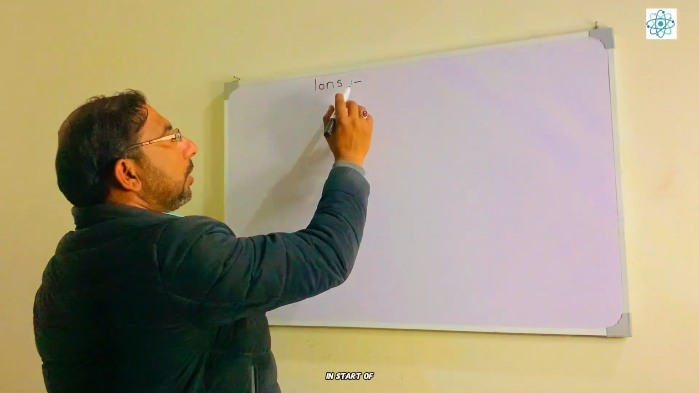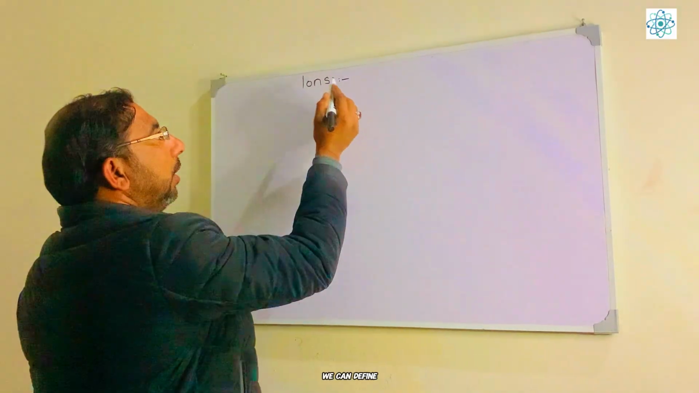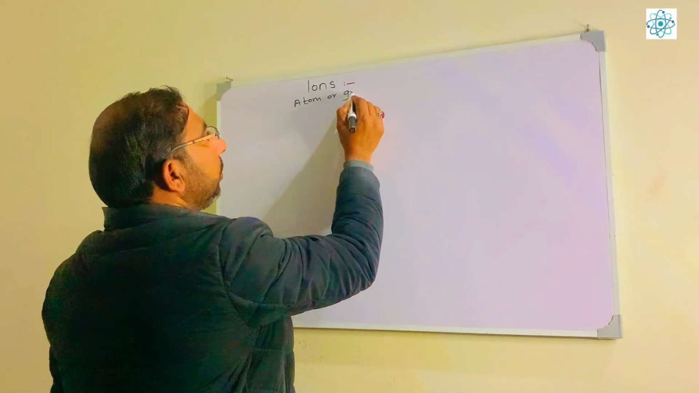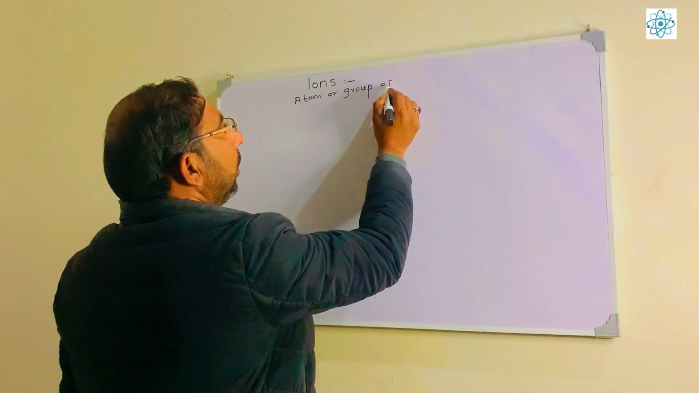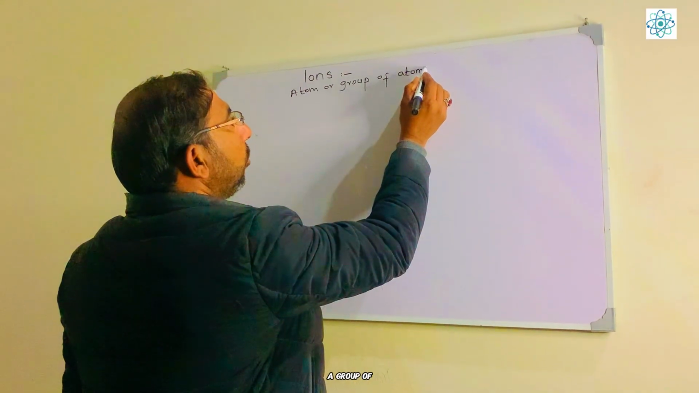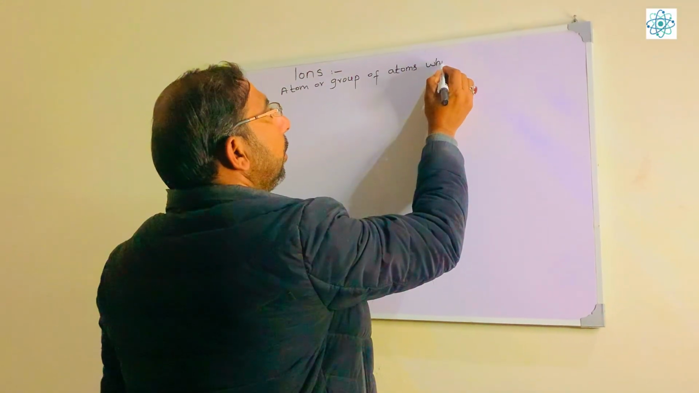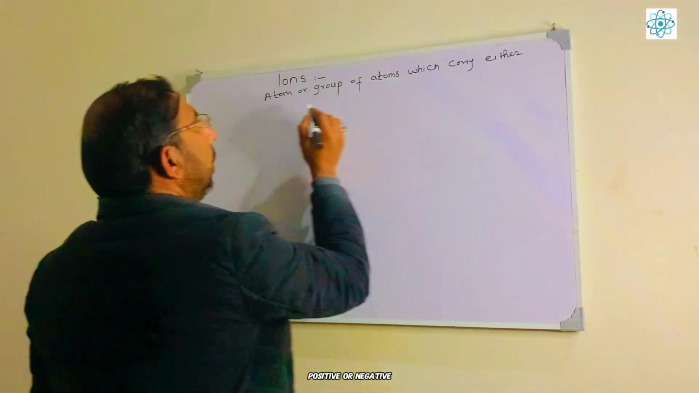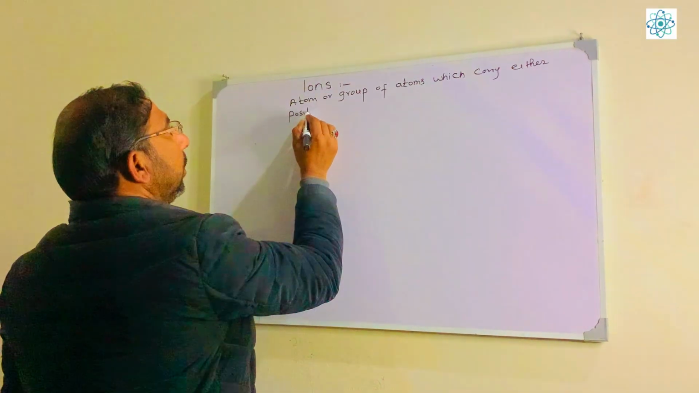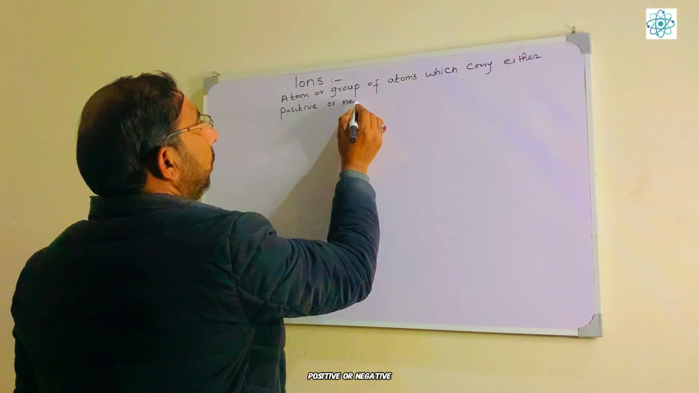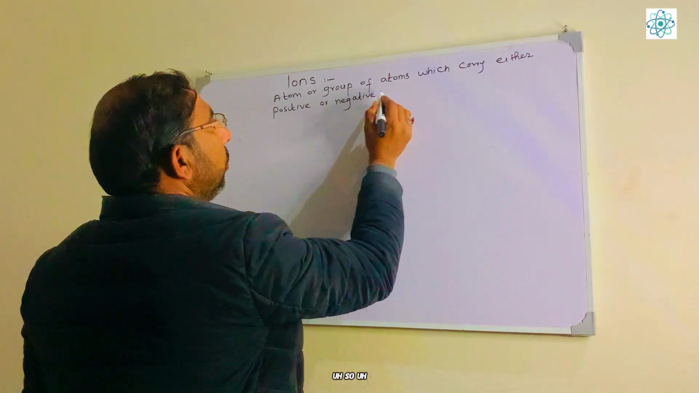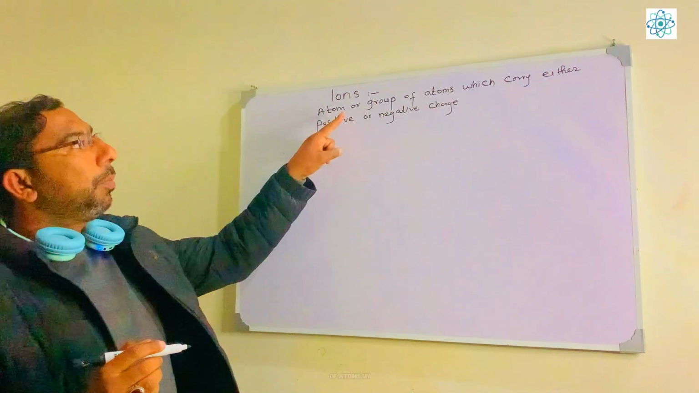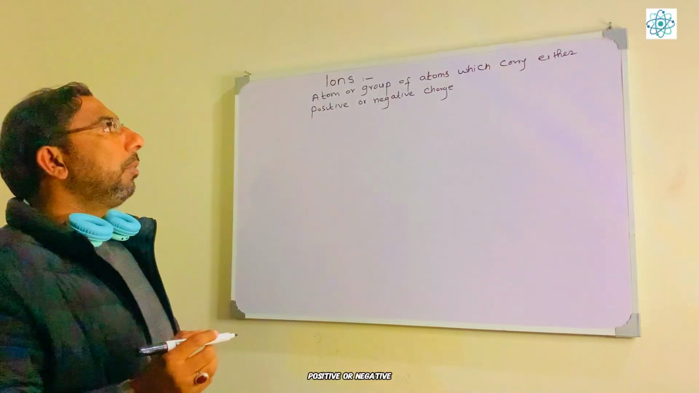First of all, at the start of our topic, we can define ions as an atom or group of atoms. It may be a single atom or a group of atoms which carry either positive or negative charges. We can define ions as a single atom or group of atoms which carry either positive or negative charges.